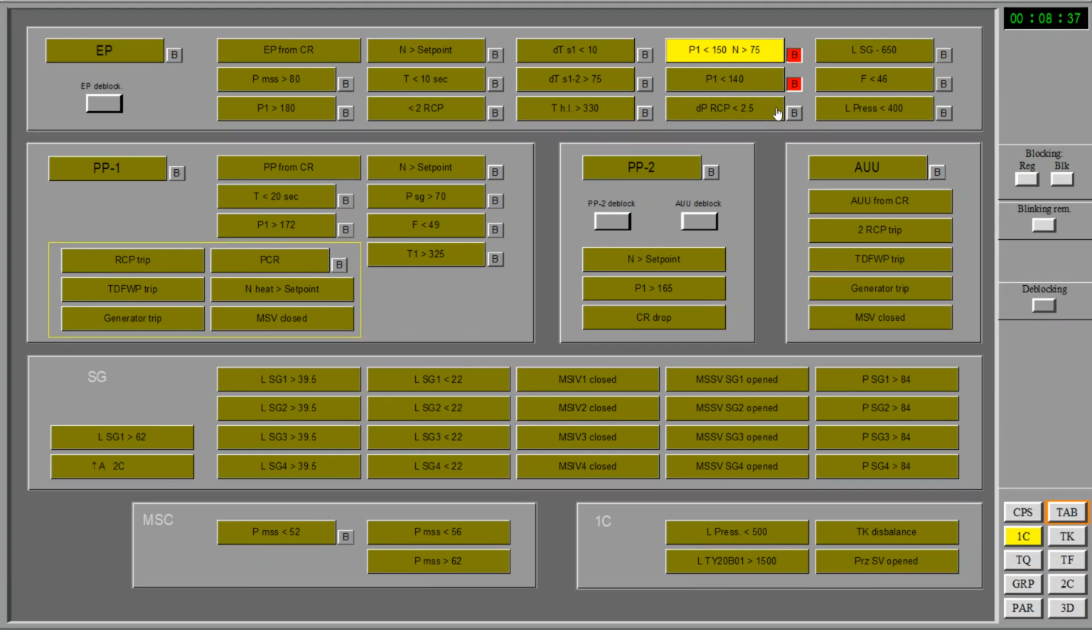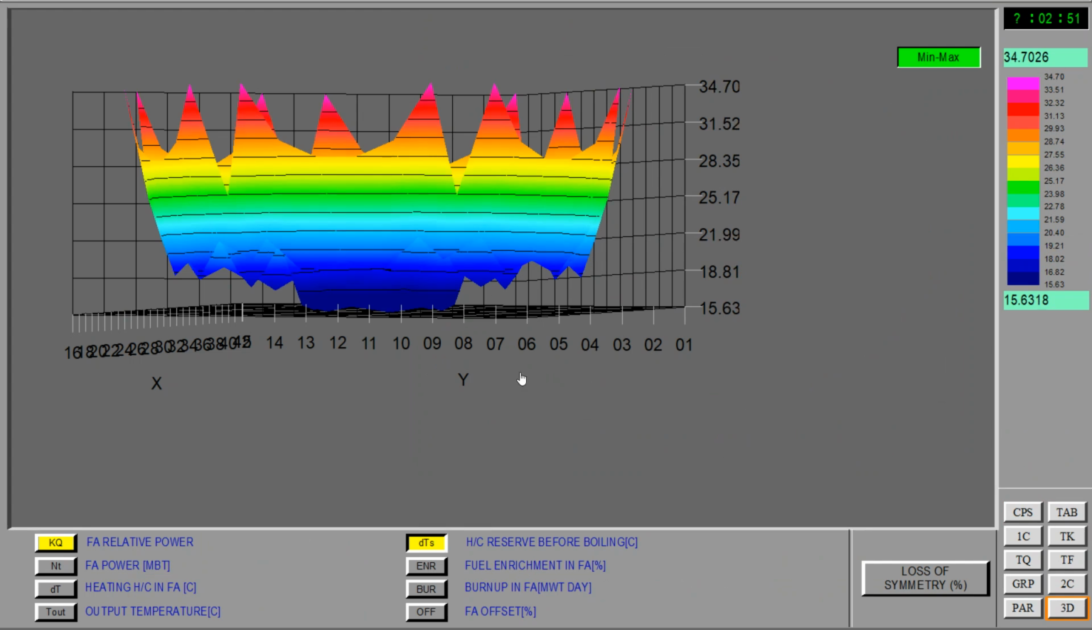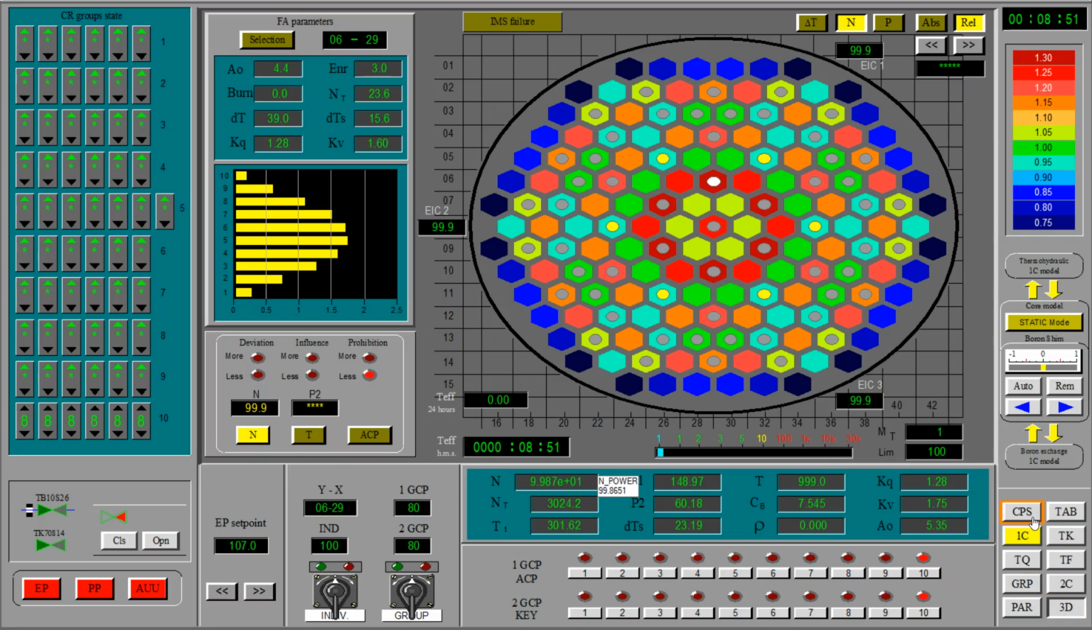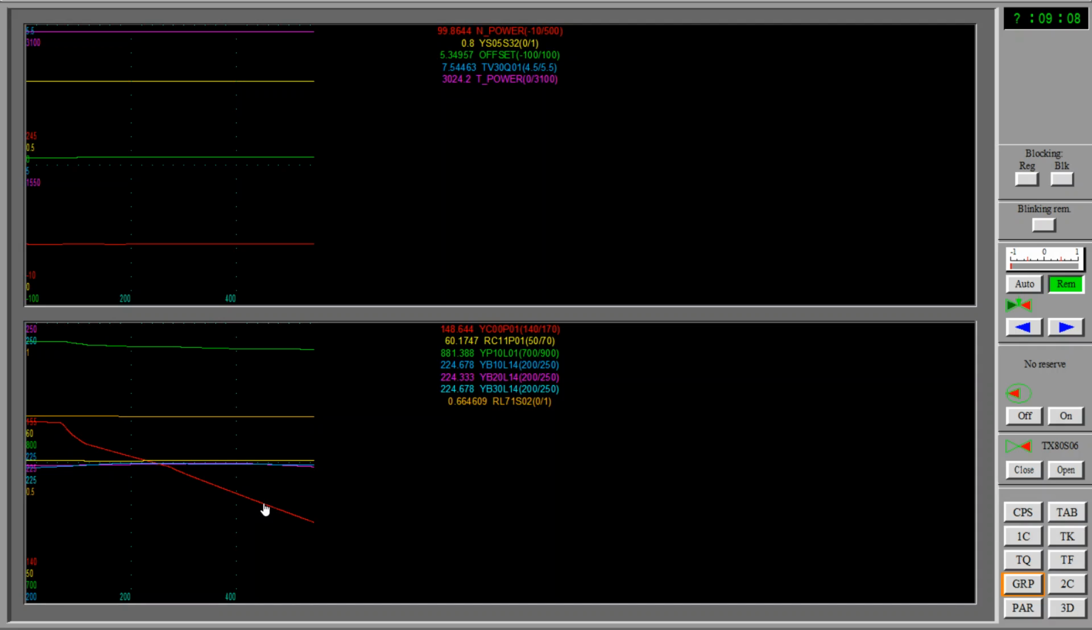Okay, we heard some blinking. This is the pressure going below 150 bar in the primary. We see 149 now. And the reserve before boiling is 15.7 degrees. And everything looks stable. Power, offset, everything looks stable except the pressure, which we are purposely decreasing in the primary.